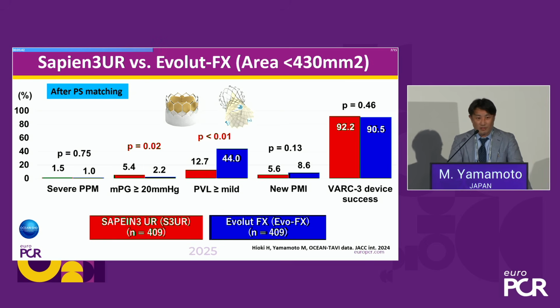After propensity matching analysis, there was no significant difference between the rates of severe PPM, but the incidence of mean pressure gradient more than 20 is significantly higher in the latest generation balloon-expandable valve compared with the latest generation supra-annular self-expanding valve. In contrast, the rate of PVL equal to or more than mild is significantly higher in the self-expanding valve. As a result, the VARC-defined device success is completely the same between the groups.